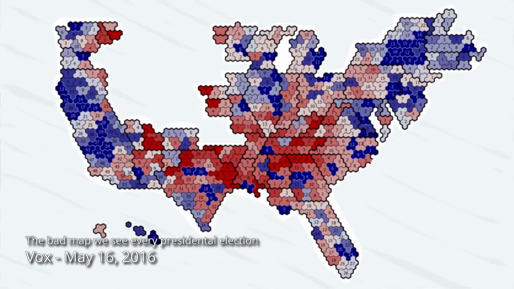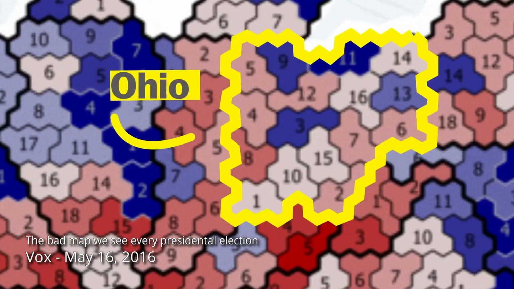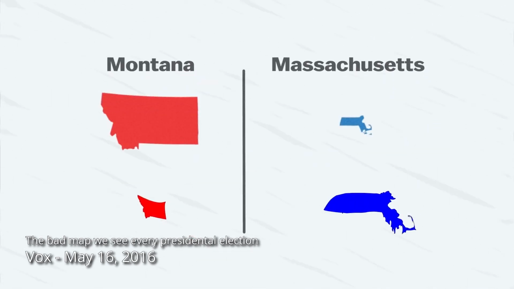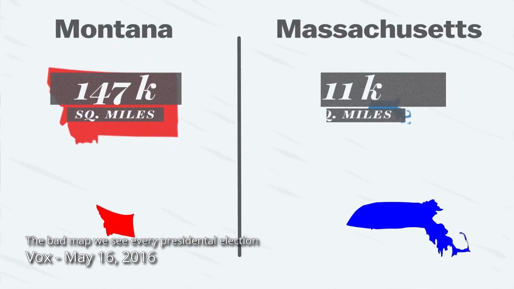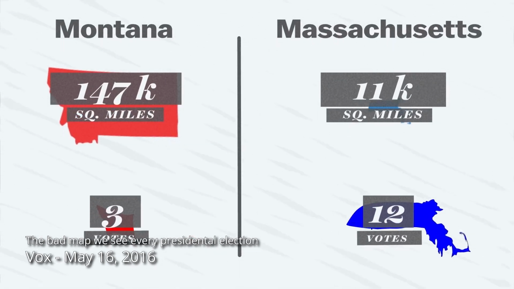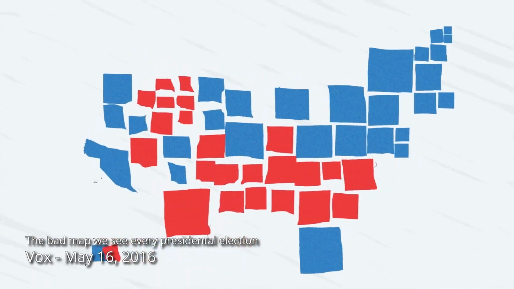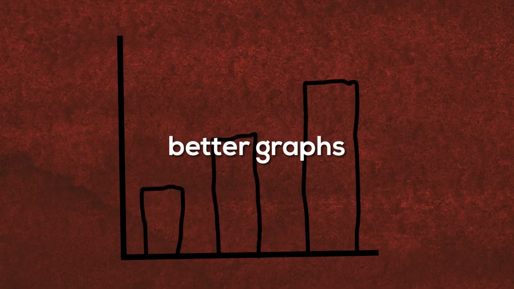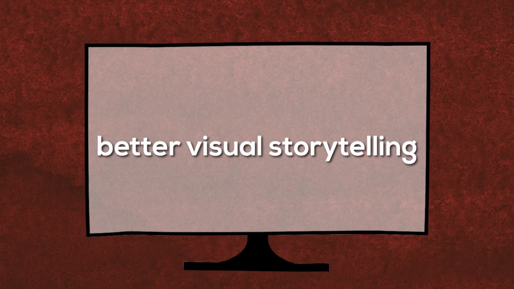This Vox video advocates for alternative data visualizations such as cartograms, which adjust state sizes based on electoral votes. Providing a clearer picture and more accurate depiction of political data is an example of ways to better convey the meaning behind the numbers and shapes. We need better maps, better graphs, and better visual storytelling. We also need a media landscape that prioritizes truth over sensationalism.